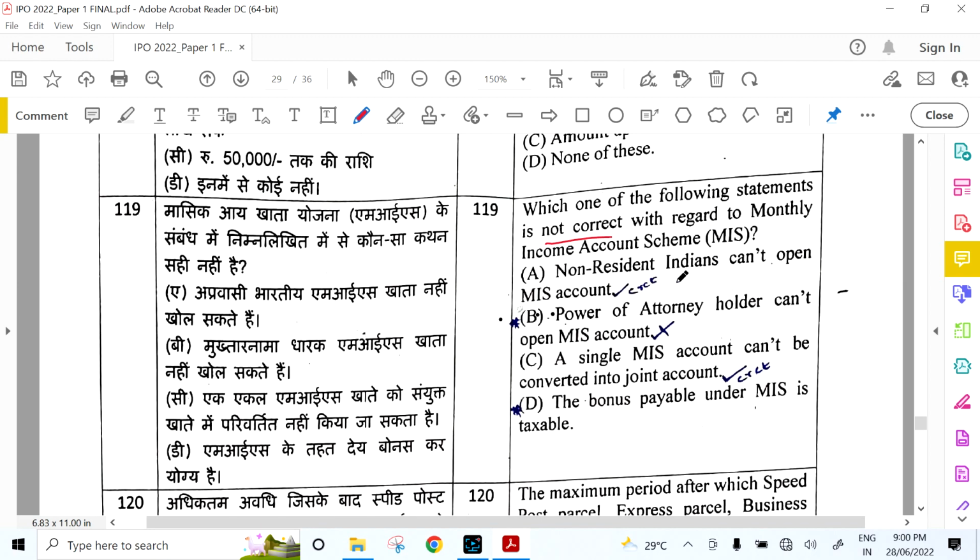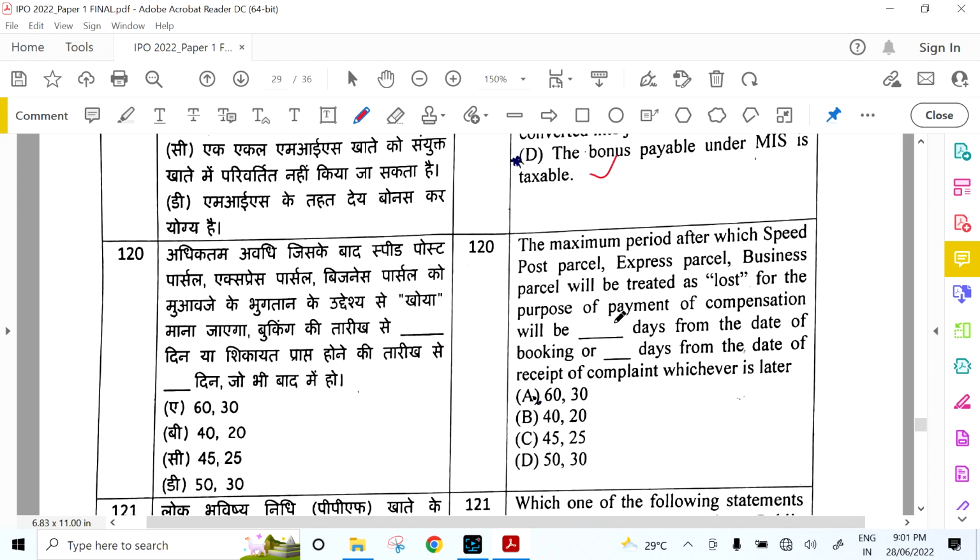Non-resident Indian cannot open, it is correct. And a single MIS account cannot be converted into joint, that is also correct. Power of attorney holder can't open MIS account. And bonus payable under MIS is taxable. This is correct also. Appears to be correct. B.